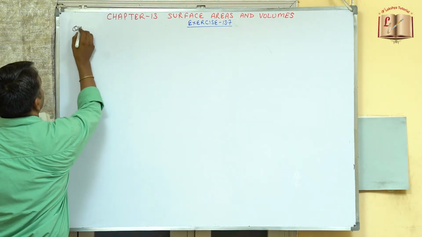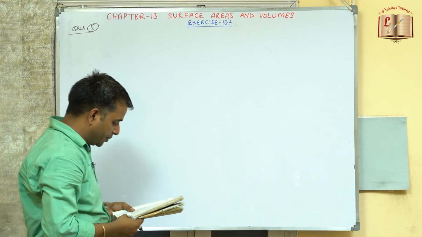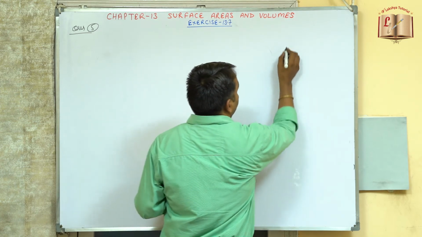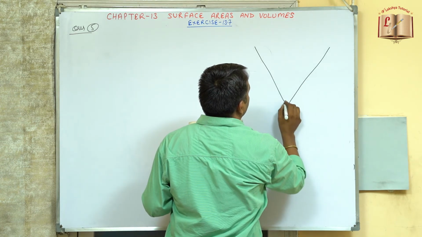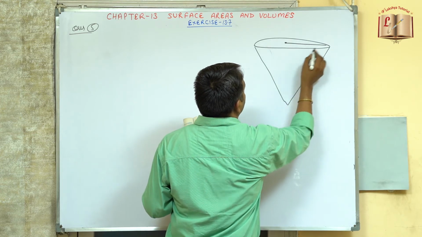Now coming to question number 5. A conical pit of the top diameter. So suppose this is a conical pit and the top diameter is given to us. We can find out the radius.